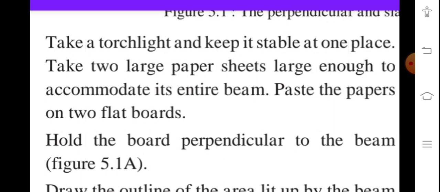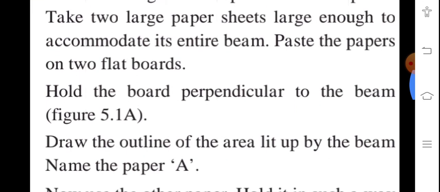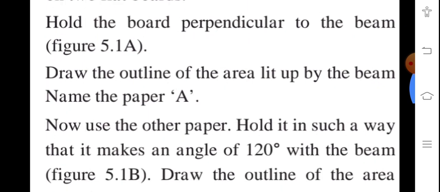Then they told us to take two large paper sheets, large enough to accommodate its entire beam. Means the paper should be so large that the entire beam of the torch falls on it. Paste the papers onto flat boards. They told us to paste the papers onto flat boards.